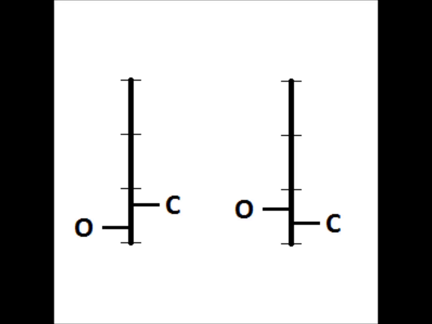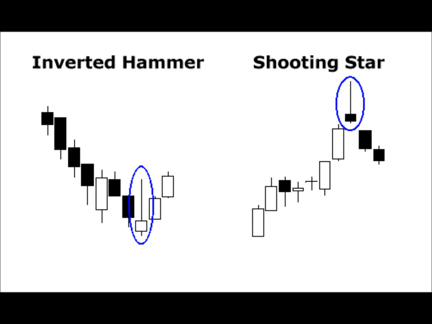Generally, inverted hammers mean buy, shooting stars mean sell, but you should take care with this approach and back it up with other indicators. The most effective way to use these bars is to signal the end of a trend. The inverted hammer signals the end of a downtrend, and the shooting star signals the end of an uptrend.